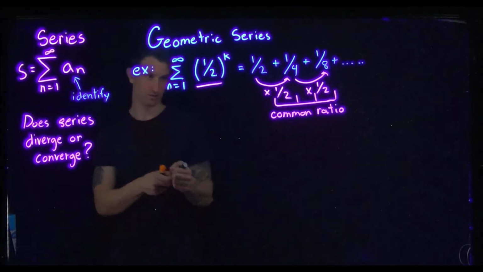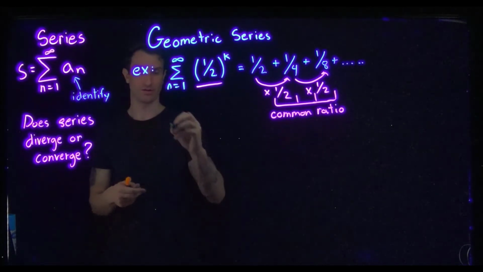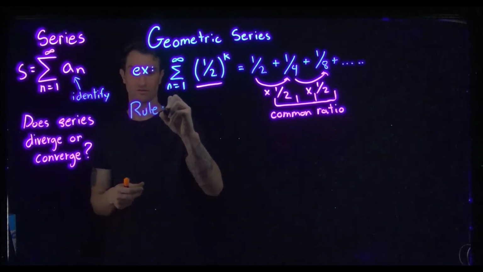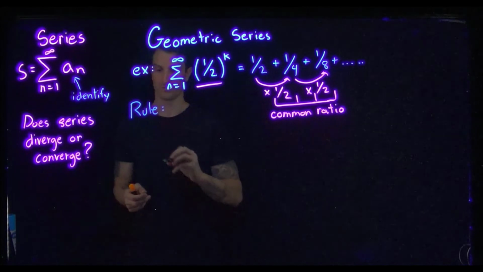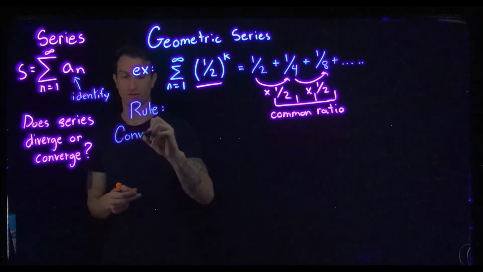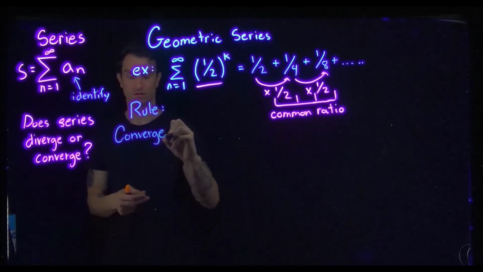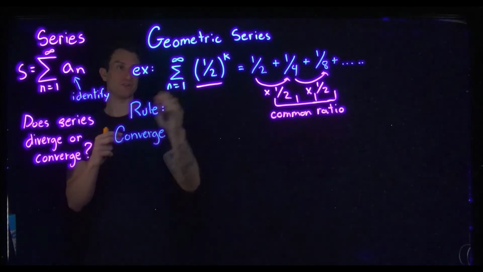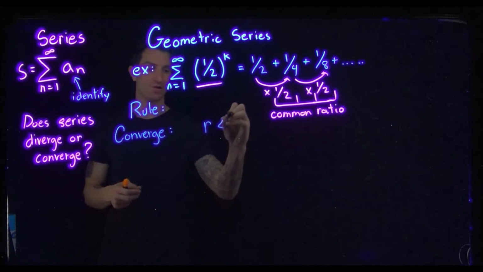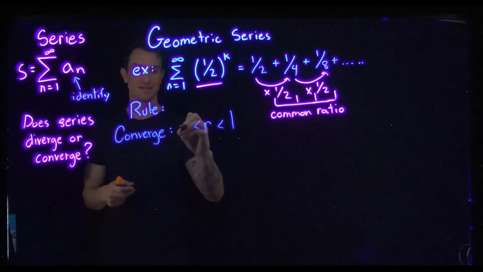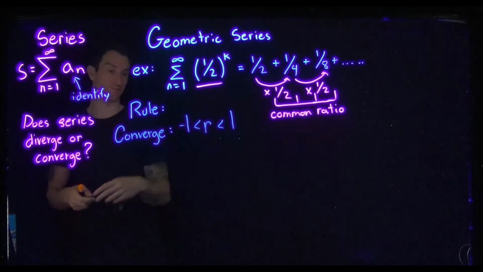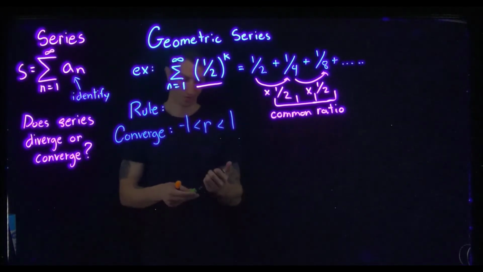What we know is if r, so let's make a rule here. So let's say we want to know when does this converge? We want a rule. When does the geometric series converge? And the rule is, if r is between 1 and -1. Notice that they're not included, right? Between 1 and -1. And so the question is, well, why is that true?